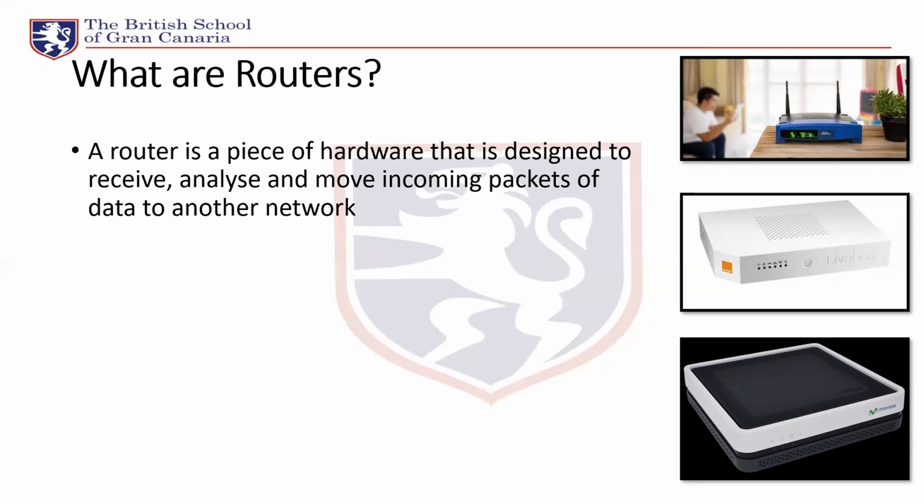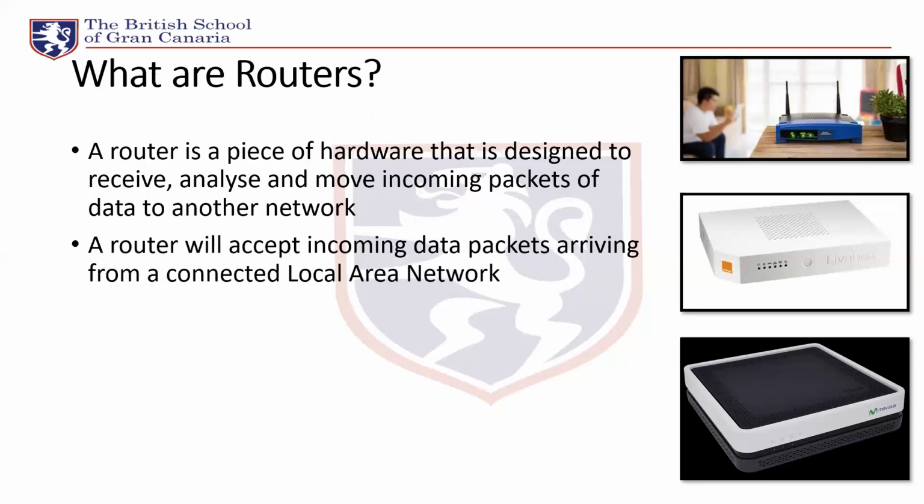A router really is no more than a box that has circuit boards in it, wires, that kind of thing. But they're designed to receive, analyze, and move incoming packets of data to another network, and around networks. Incoming packets of data could be anything, such as emails, messages, videos, whatever you do on your computer. Everything you do is data. So the router will accept the incoming packets of data arriving, connecting to a local area network.